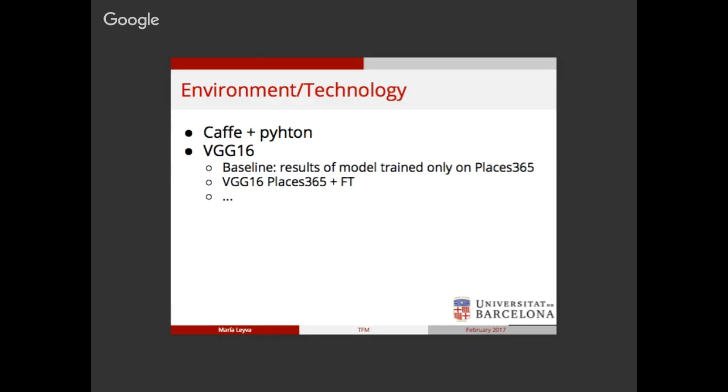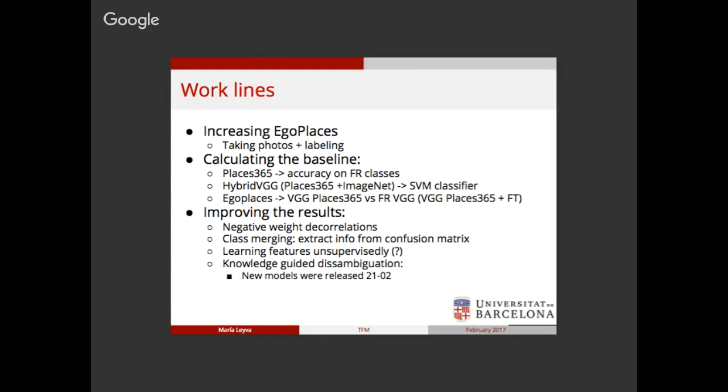And as baseline, I'm using the results of the model trained only on Places 365 and checking the hits for the classes I am interested in, that are the food-related ones. And I am doing a simple fine-tuning with the images belonging to the classes I am interested in.